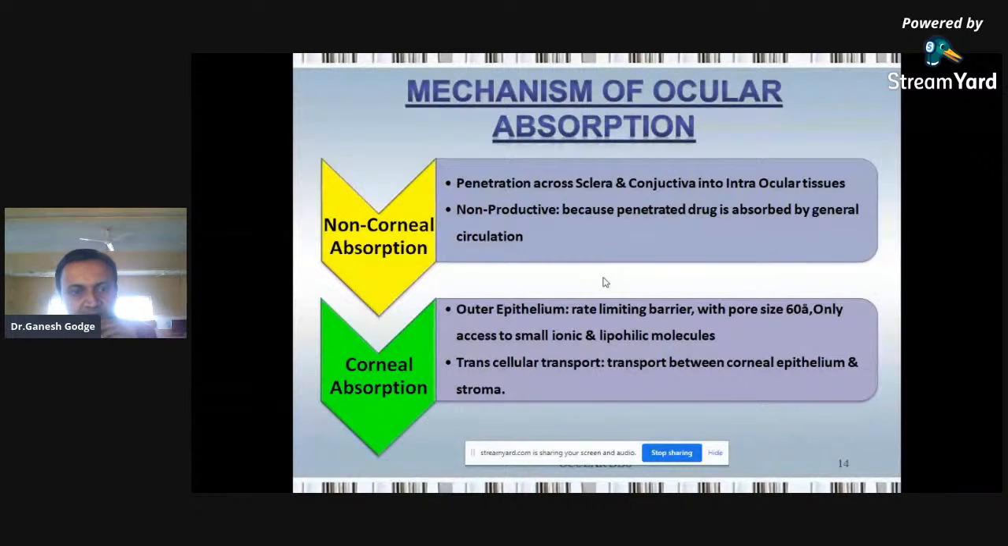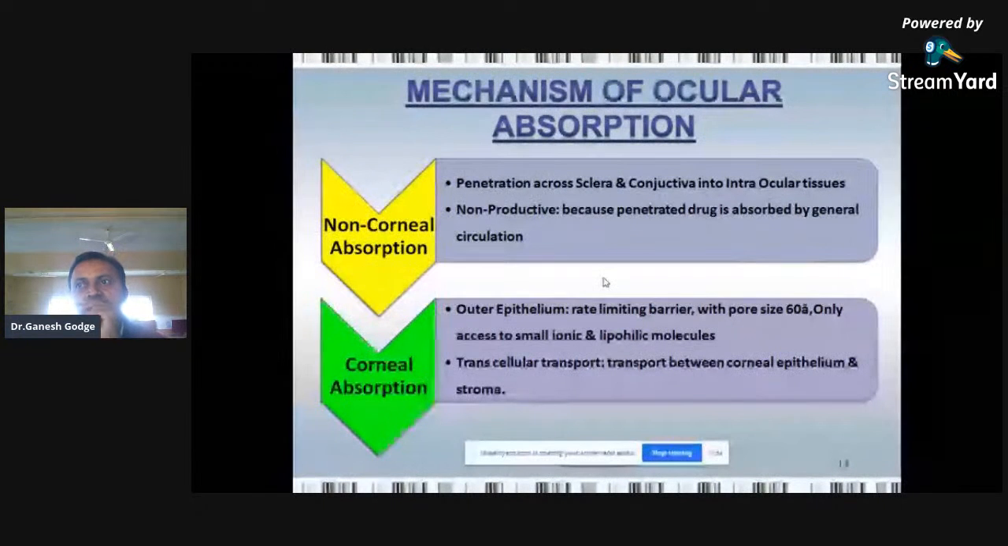If you take the microscopic transverse section of your ocular sac, the conjunctiva does not have a distinct location or presence. It is the water-filled channel present outermost to the cornea. So non-corneal absorption and corneal absorption, this is the mechanism. In non-corneal absorption, there is penetration across the sclera and conjunctiva into intraocular tissues. This route is non-productive because the penetrated drug is absorbed by the general circulation.